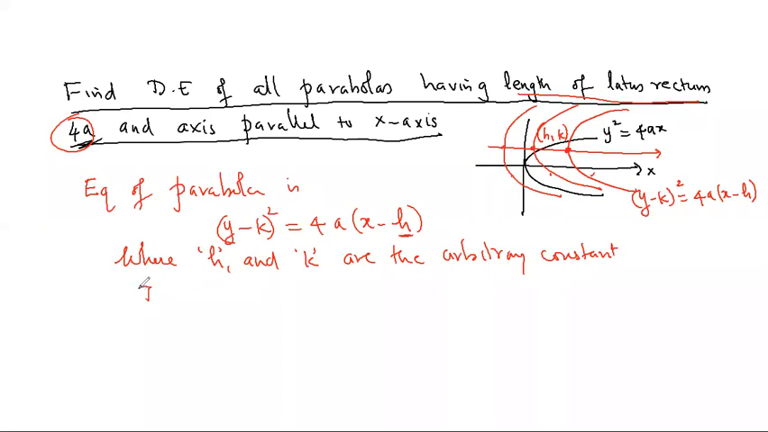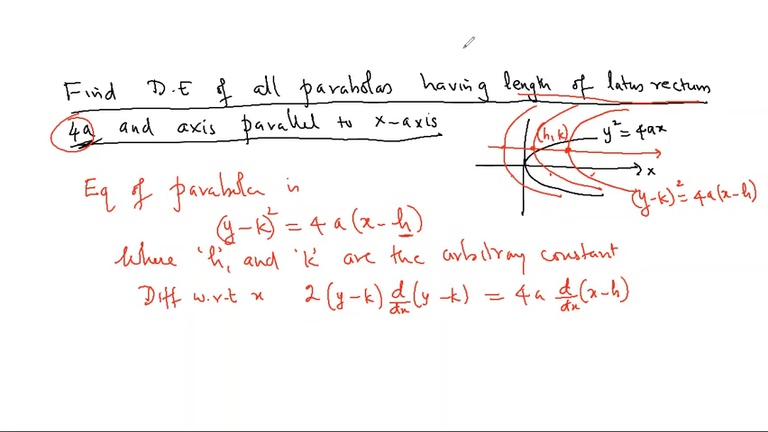So when you differentiate with respect to x, 2 into y minus k into the derivative of y minus k is 4a into the derivative of x minus h. I'm cutting some steps here. 2 into y minus k into dy by dx is 4a. This 2 gets cancelled.